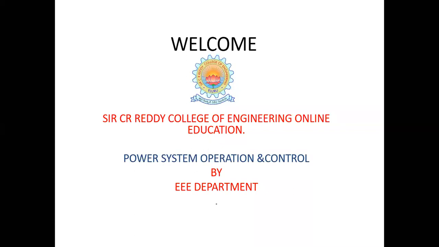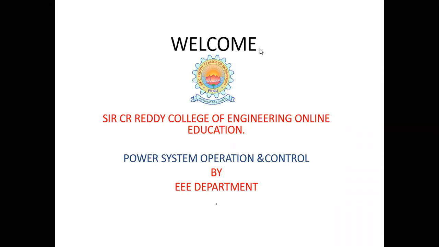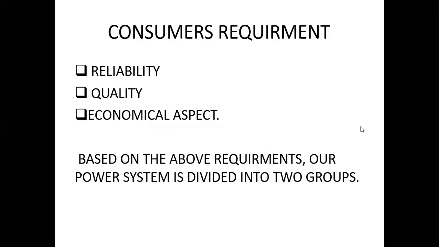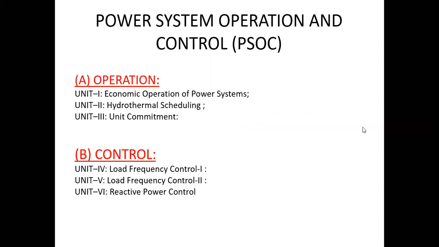In the last class, we have seen the basic concepts of the electrical system and the facts related to installed capacities and their comparison between India and Andhra Pradesh. So in this class, we will see what components are there in power system operation and control.